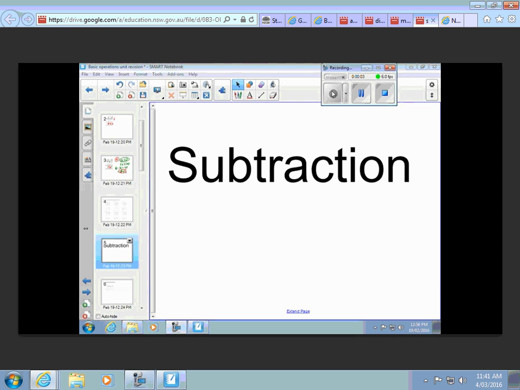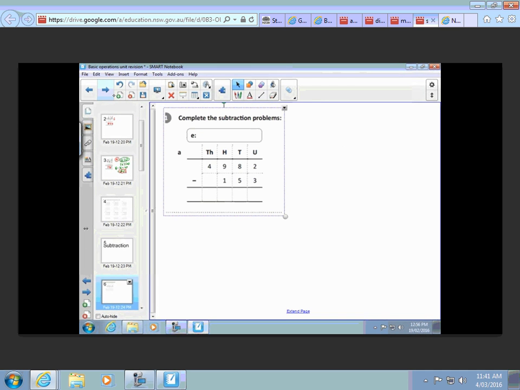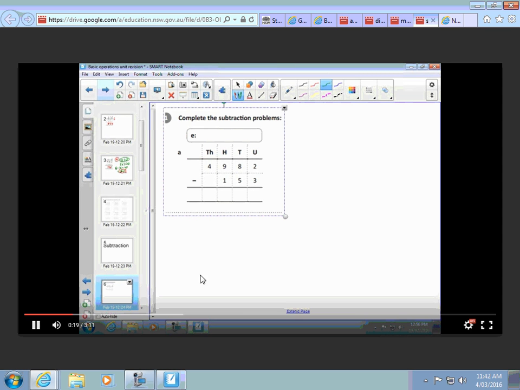We should. Okay. Subtraction is next in the revision of our 4 basic operations. So let's have a look at a problem. 4,982 take away 153.